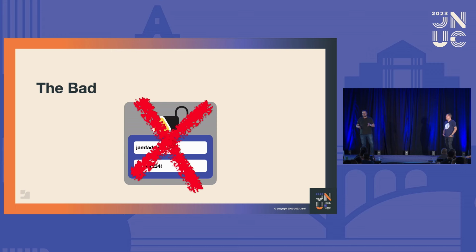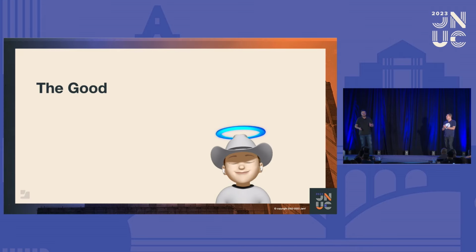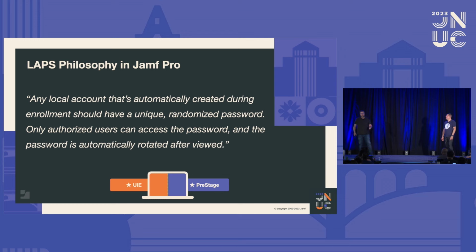Also, changing workflows, shifting deployments and strategies and things like this. Yeah, leveraging that, probably not the best way, right? Now, the good. Well, there's more ways to keep your Mac fleet secure. If you want to use a local admin, really, the philosophy behind LAPS within Jamf Pro is that any account that is automatically created, so this would be either in the pre-stage or the user-initiated enrollment, should not have a known password. And that password should be automatically rotated if need be, and on top of it, there should be some sort of audit behind it.